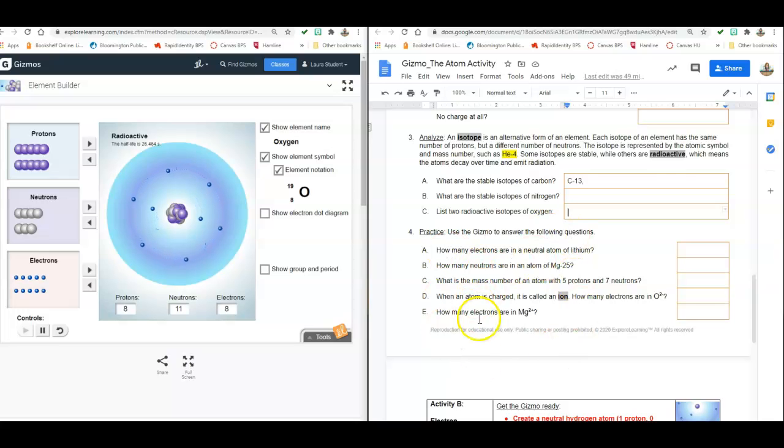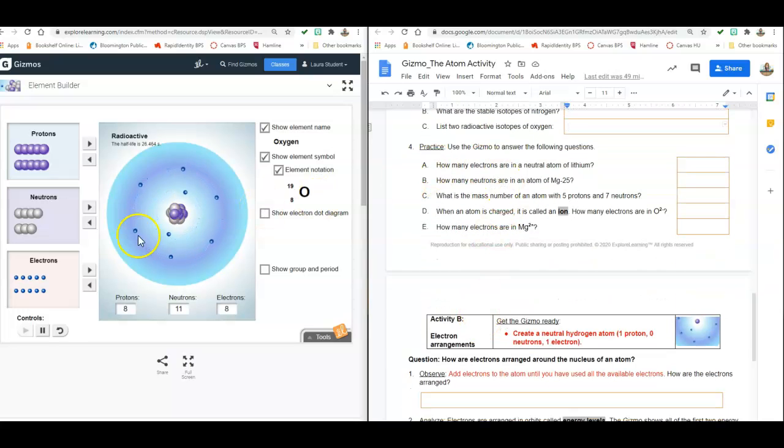All right, let's look at number 4, the practice. This is kind of a mixture of everything we've done so far. I'll reset this. 4A says, how many electrons are in a neutral atom of lithium? Well, let's make an atom of lithium by adding some protons. Let's make it neutral by adding electrons, and then we can count how many electrons are in the electron cloud. So we know it's neutral when this charge number disappears. Okay, so now you can type your answer in to 4A.